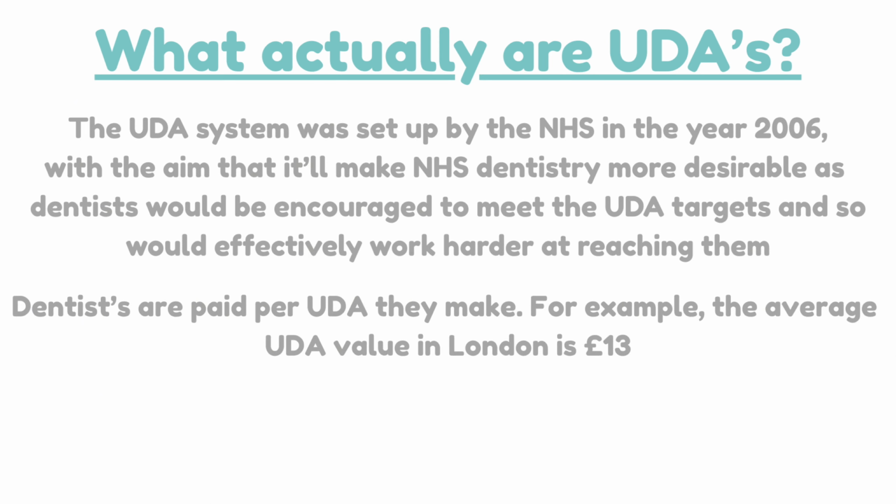Dentists are paid per UDA they make. Okay, so for example, the average UDA value in London is £13. So for example, if a dentist is basically making one UDA, they are paid £13 for that UDA. Or two UDAs, they'll be paid £26 and so on.